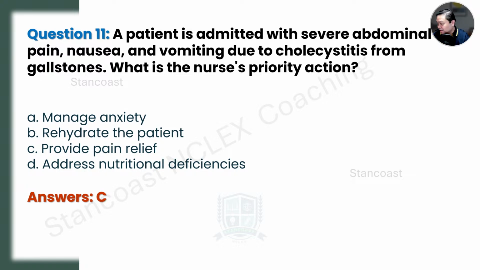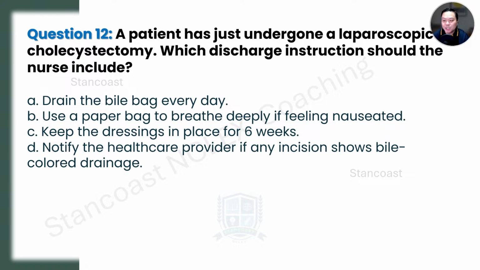Let's have our next question, number 12. A patient has just undergone a laparoscopic cholecystectomy. Which discharge instruction should the nurse include? A. Drain the bile bag every day. B. Use a paper bag to breathe deeply if feeling nauseated. C. Keep the dressings in place for 6 weeks. And D. Notify the healthcare provider if any incision shows bile-colored drainage.